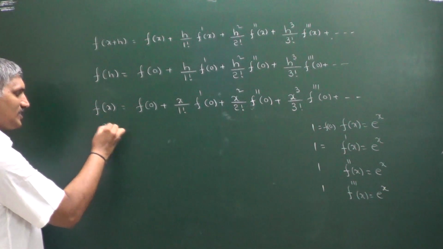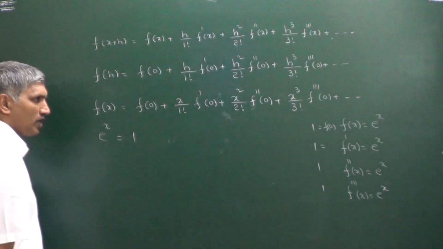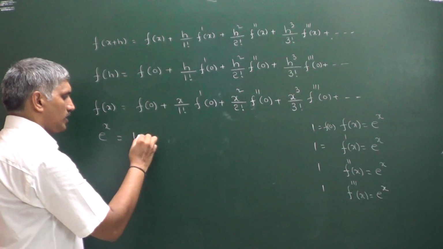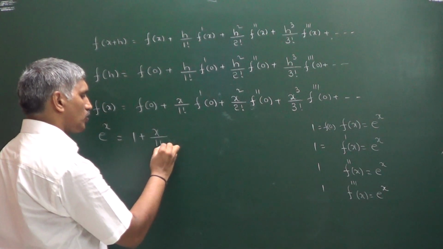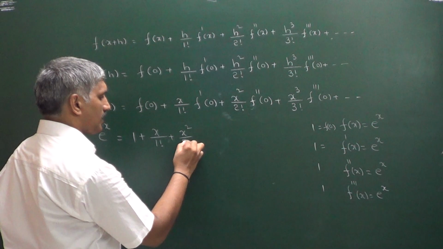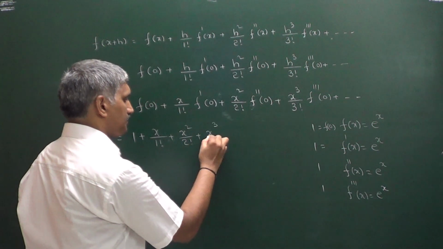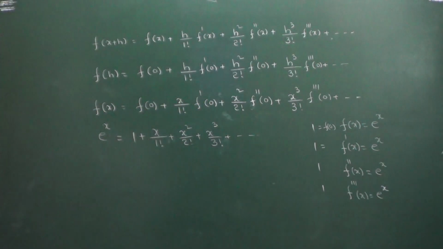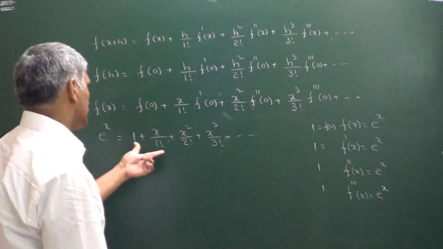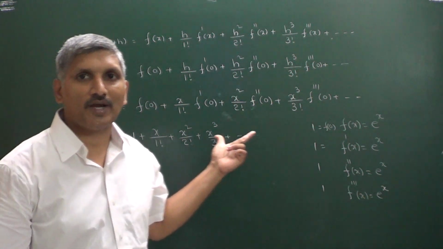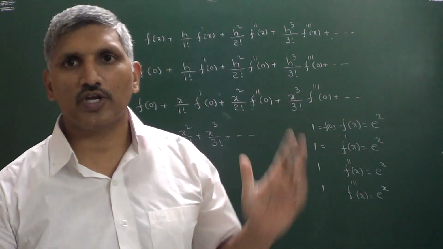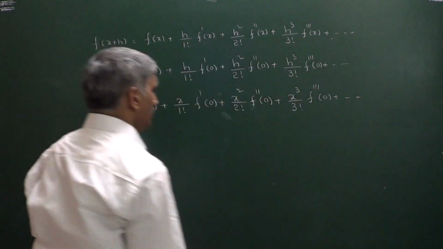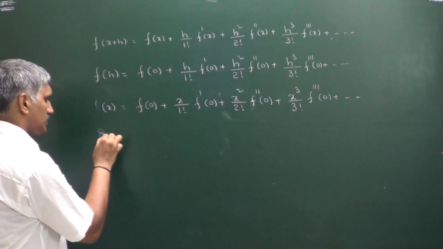That means f of x is equal to e power x is equal to f of 0 is 1, f dash of 0 is 1, f double dash of 0 is 1, f triple dash of 0 is also 1. So we are getting 1 plus x by 1 factorial plus x square by 2 factorial plus x cube by 3 factorial plus and so on. That is the expansion of e power x. Like that you can expand any series. So it is better to remember these results as the standard results.